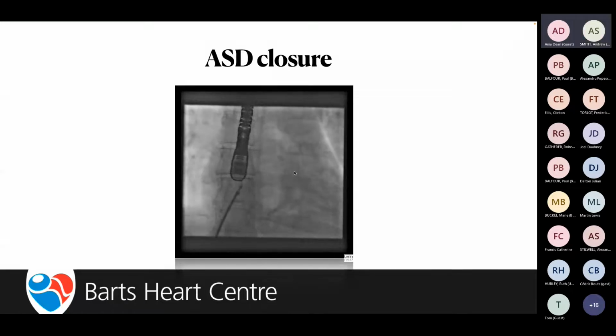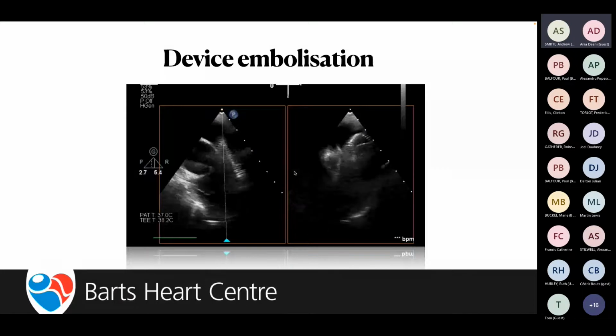And this is a bit tricky, but you can see the device just behind the TOE, and it's just being released. You can see the 2 dots of it, and then you can make out the discs. Admittedly, it's a bit difficult to see on that. Just a word on device embolization.